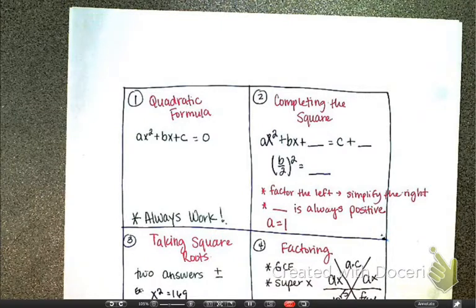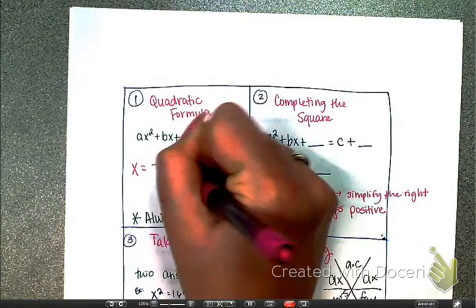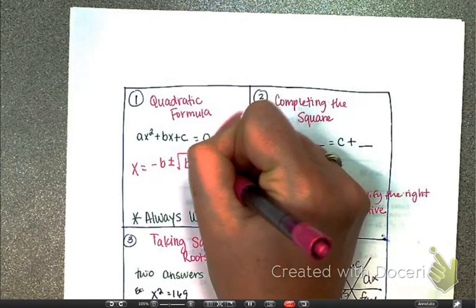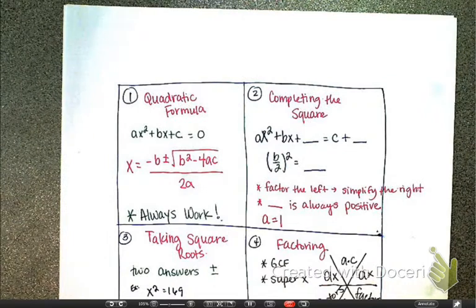I left a big space. What do you think I left that for? The formula. What is it? X equals negative B, plus or minus the square root of B squared minus 4AC, all over 2A. See? I was thinking that during spring break. Okay. Now you're not going to forget it. So negative B plus or minus the square root of B squared minus 4AC all over 2A.